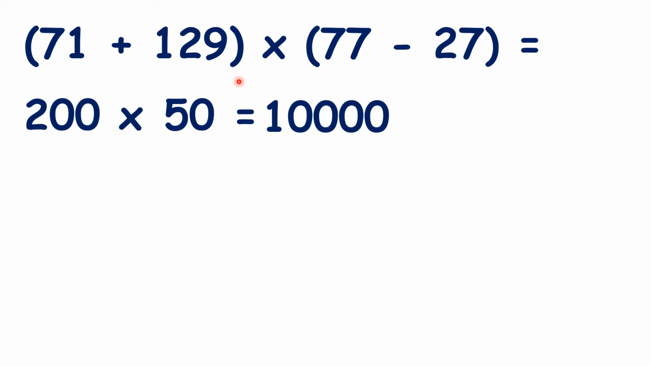Now here, you can see the brackets are important. If we didn't have brackets, we'd have to do 129 times 77 first, because we always multiply and divide before we add and subtract. So without the brackets, we wouldn't get 10,000 as our answer.